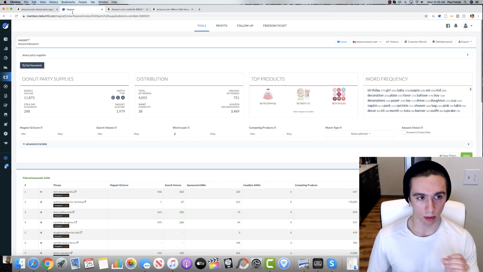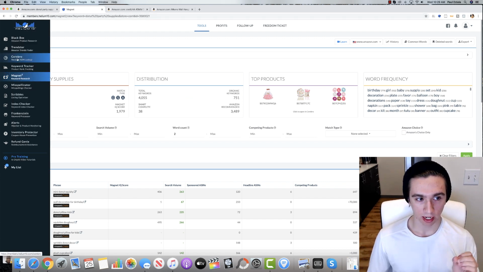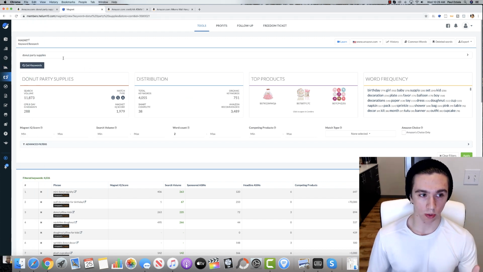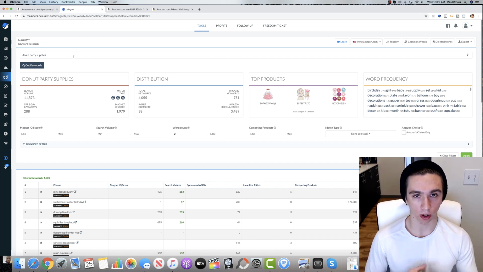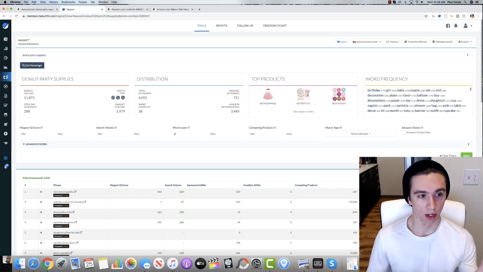Go to Magnet by Helium 10 or any keyword research tool that you have. If you don't have one, I have plenty of links in the description for awesome software, and you get discounts. Donut party supplies has 11,000 search volume.